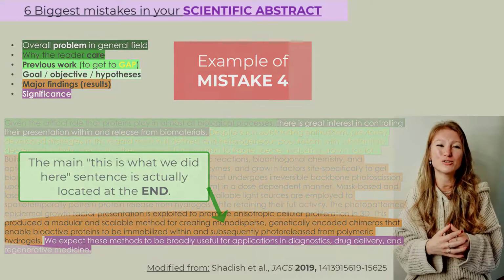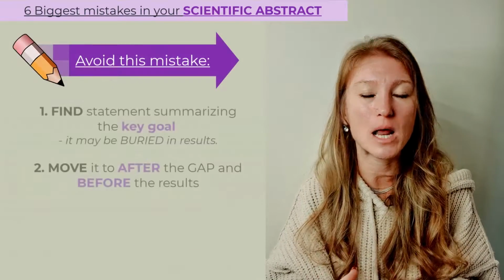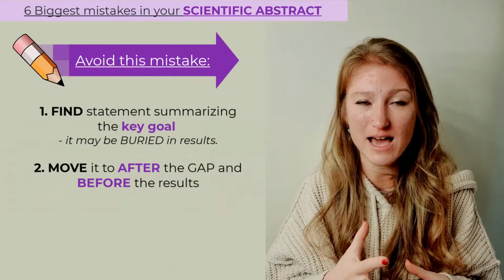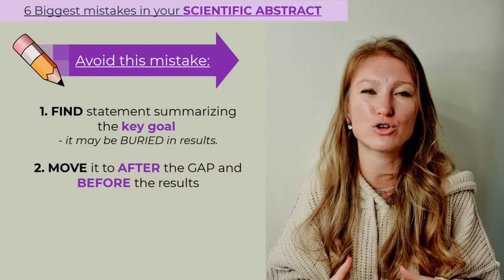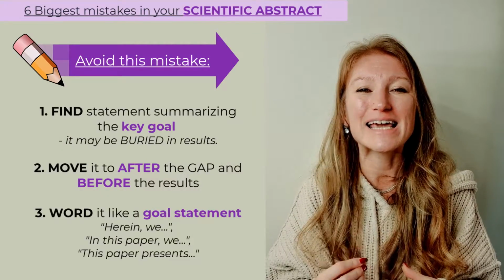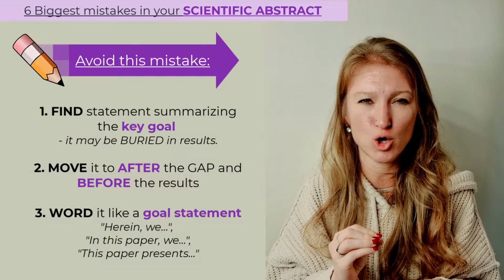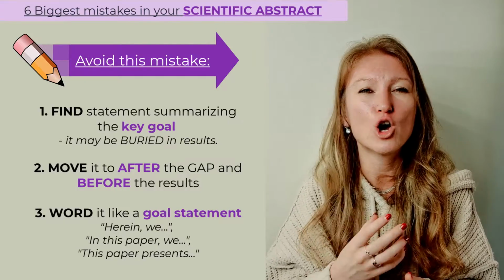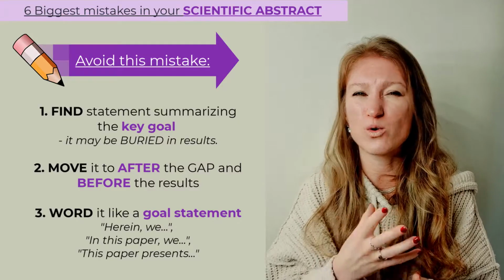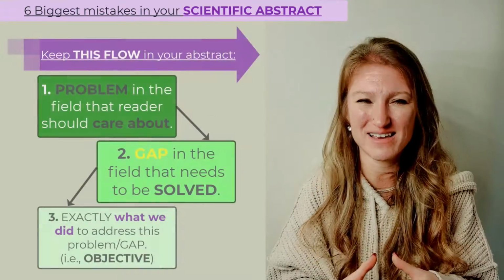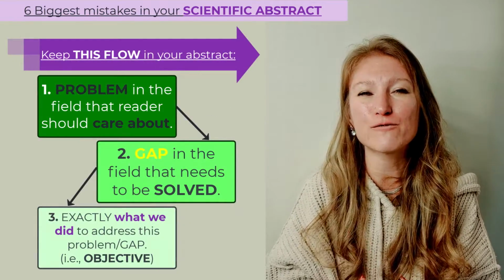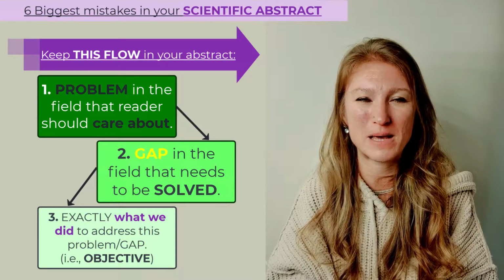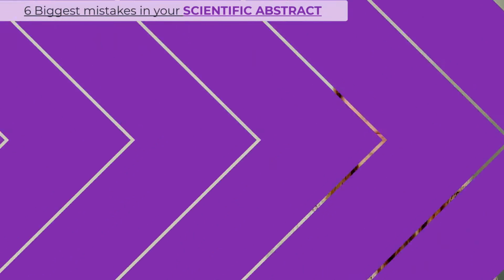So all you need to do here is find this goal statement, move it to directly after the gap, and before you start summarizing the rest of the results, and word it directly like a goal statement. Usually that wording is something like "herein we," or "in this paper we," or "this paper presents," something like that, so that you keep this flow that tells the reader the impact and importance of your paper.